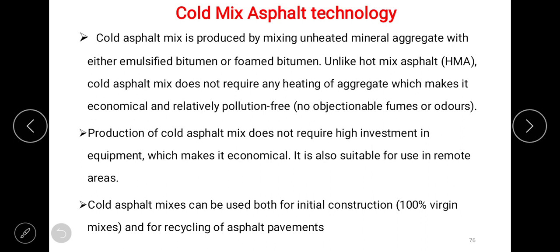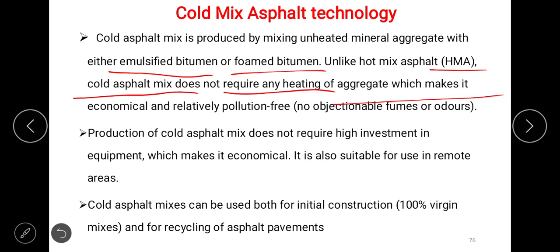Next, cold mix asphalt technology. Cold asphalt mix is produced by mixing the unheated aggregate with either emulsified bitumen or foamed bitumen. Unlike hot mix asphalt, HMA, cold asphalt mix does not require any heating of aggregate, which makes it economical and relatively pollution free. No objectionable fumes or odors are produced.